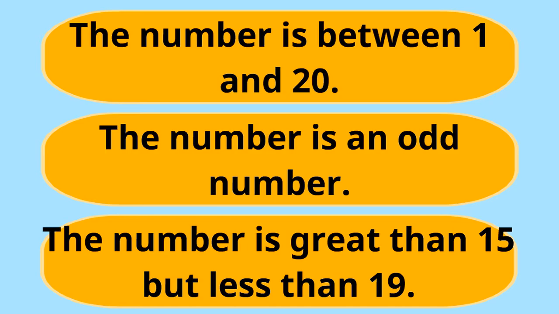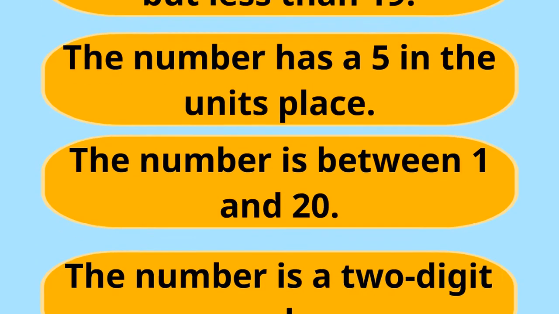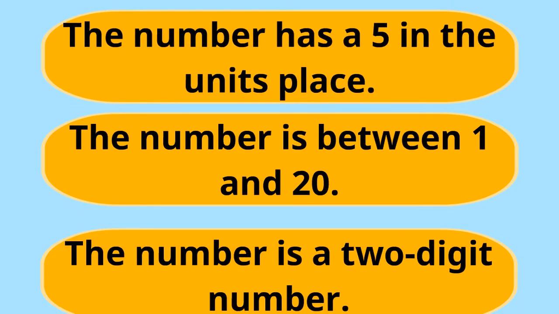What number am I thinking of? Pause the video and give yourself a chance to try figure it out. Did you get something? Well, the answer was 17. If you got that, good job, and let's go for our final one. First clue. The number has got a 5 in the units place. Second clue. The number is between 1 and 20.